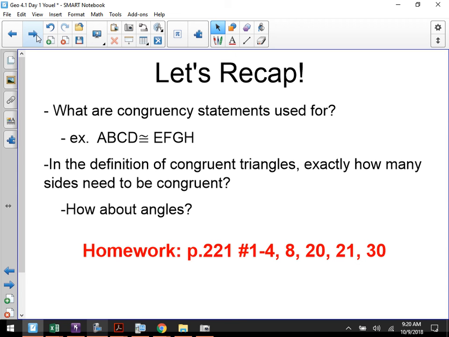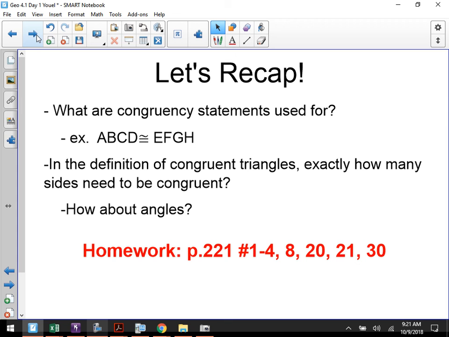All right, so what are congruency statements used for? What do we get from congruency statements? What do we use them to find? Congruency between what? Angles and what? What else did we look at today? It's a congruency of angles and the congruency of sides. So we're using congruency statements to find not only what figures are congruent, but what angles and sides are congruent to one another.